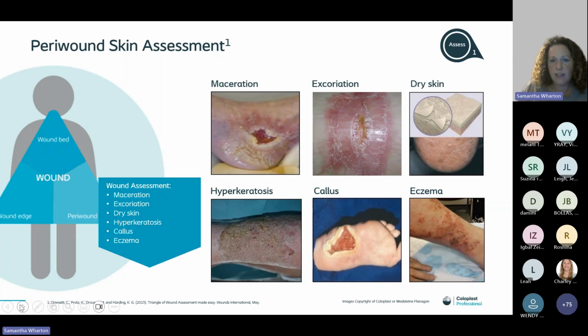Then you've got callus. So clearly on that foot, that looks like a Charcot foot. That would be managed by podiatry. You might have shared care with that patient, but that callus needs to be removed and debrided away. And then you've got eczema. Sometimes needs some steroid just to calm down that inflammation with the eczema. Again, needs to be managed, otherwise you're just going to end up with more complications and further wounding of that lower limb.